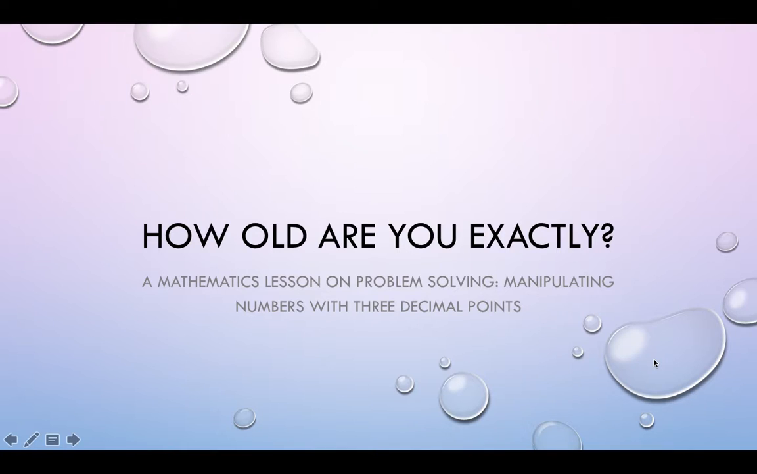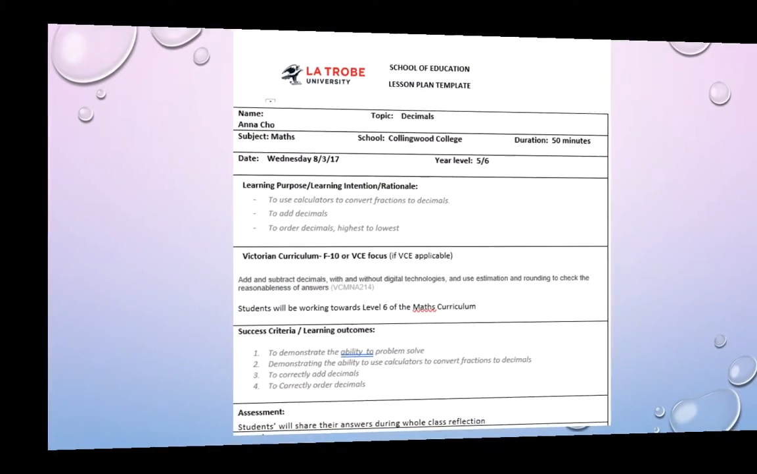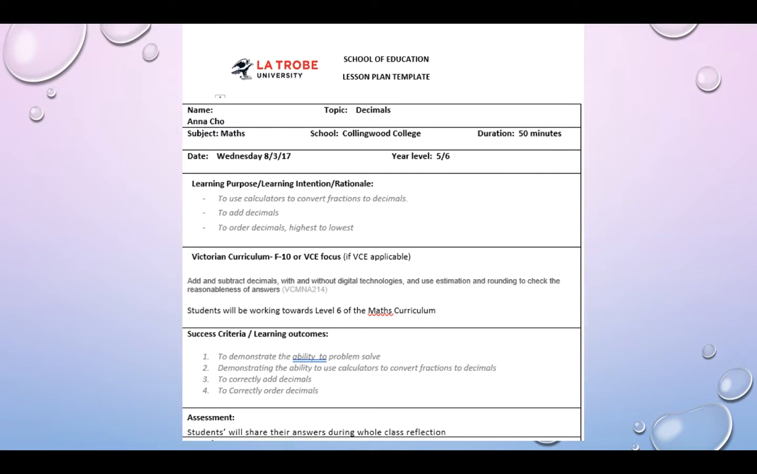How old are you exactly is a mathematics lesson on problem solving. Students are to manipulate numbers with 3 decimal points. This is an excerpt of my lesson plan.